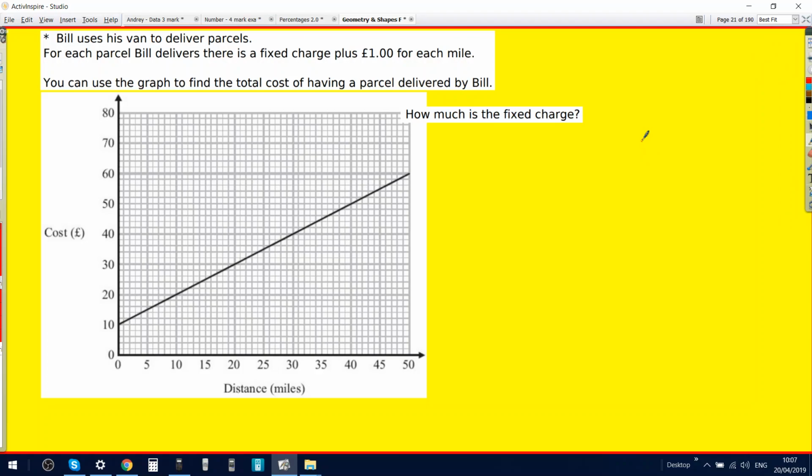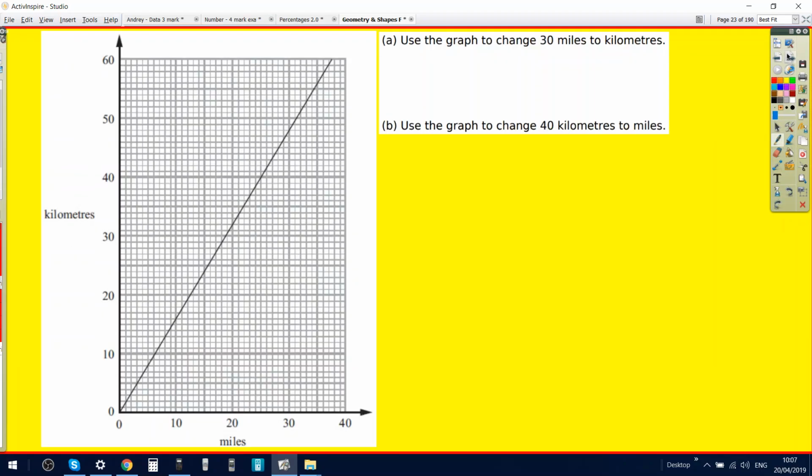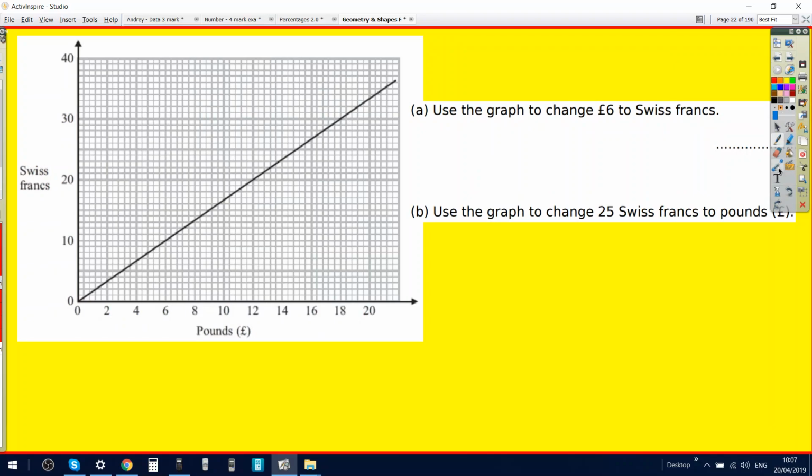So how much is the fixed charge? Is it? I'm not sure. If you need the graph, total. I'm not sure. The fixed charge is how much, even if you go 0 miles. Okay. £10. Yeah. Fine. How would we do part B for this one?